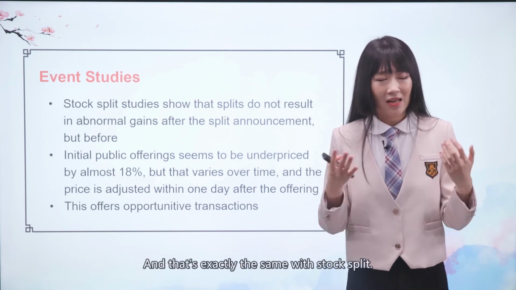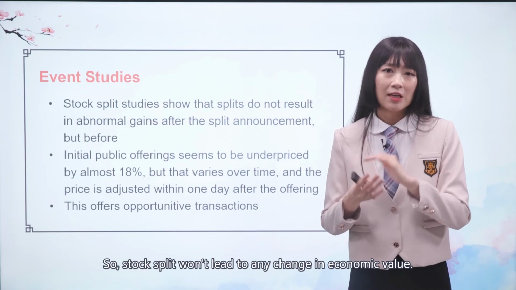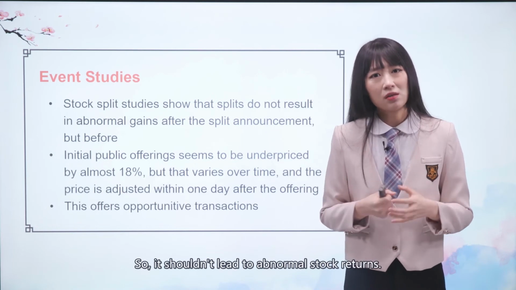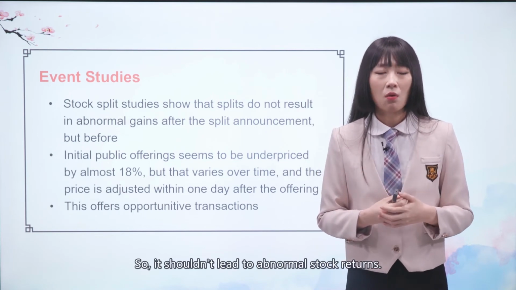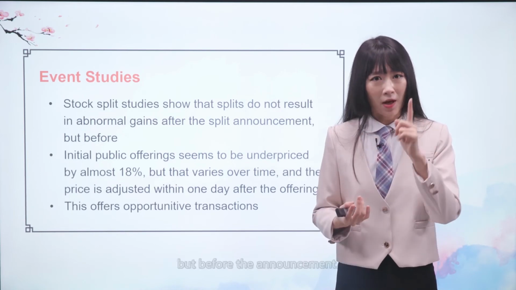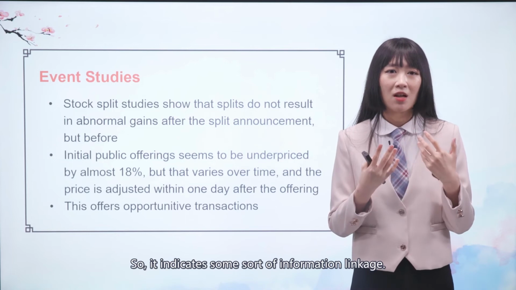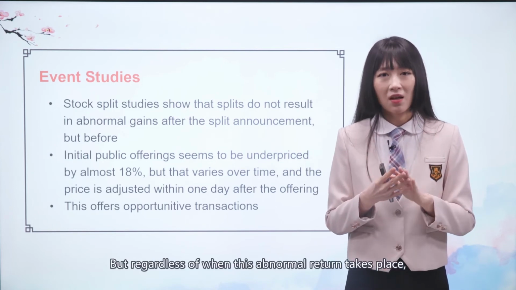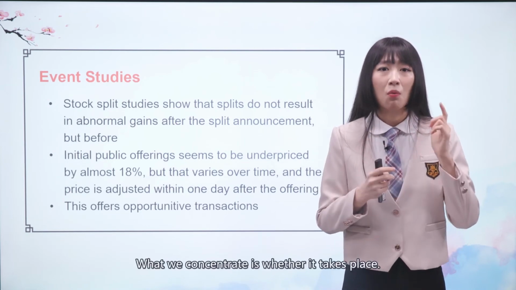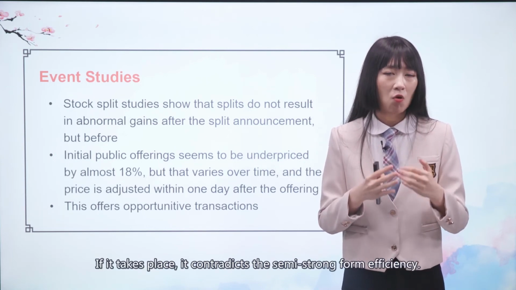And that's exactly the same with a stock split. A stock split won't lead to any change in economic value. It won't have any economic effect, so it shouldn't lead to abnormal stock returns. Well, it turns out it has some abnormal returns, but before the announcement. So it indicates some sort of information linkage, but regardless of when this abnormal return takes place, what we concentrate on is whether it takes place. If it does, it contradicts semi-strong form efficiency.